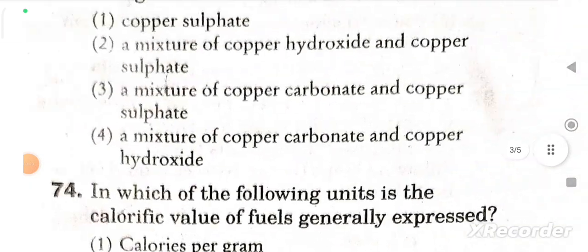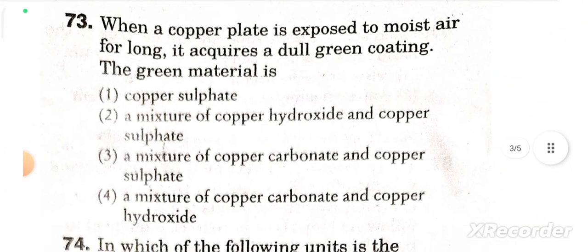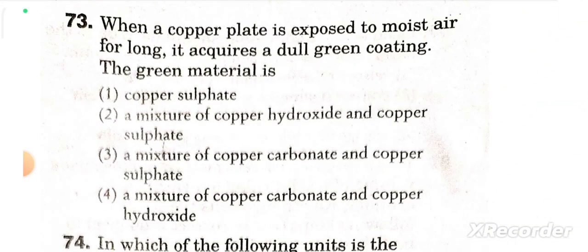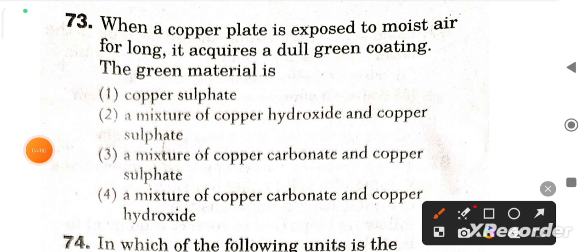Next question is, when a copper plate is exposed to moist air for long, it acquires a dull green coating. The green material is, so the green material is a mixture of copper carbonate and copper hydroxide. Fourth one will be the correct option here.